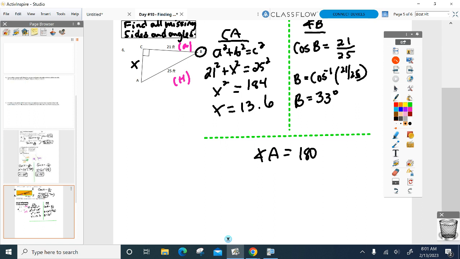180 degrees in a good old triangle. 90 was given to me. I just found the other one was 33. So the last one's got to be 57.